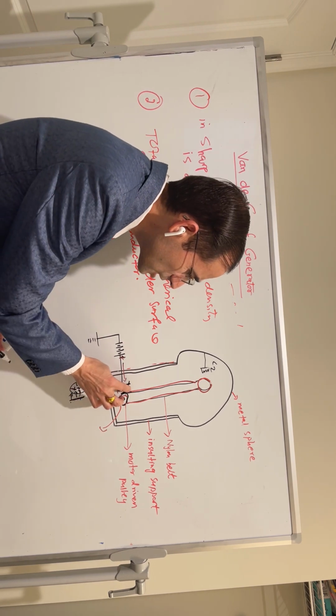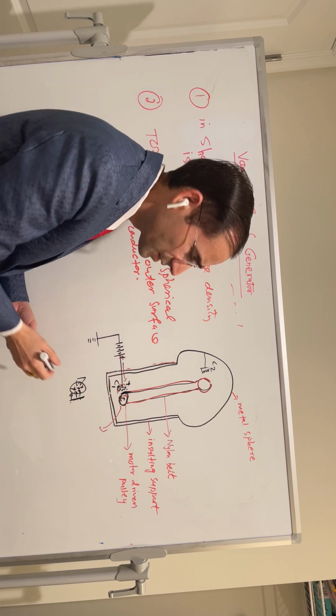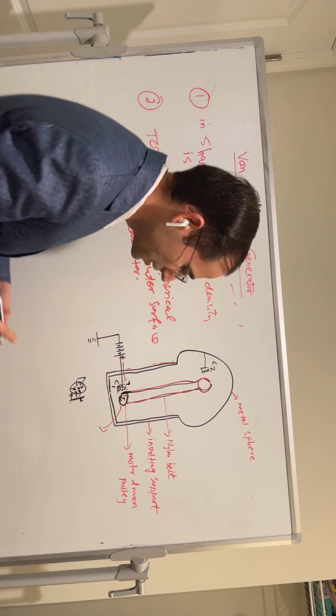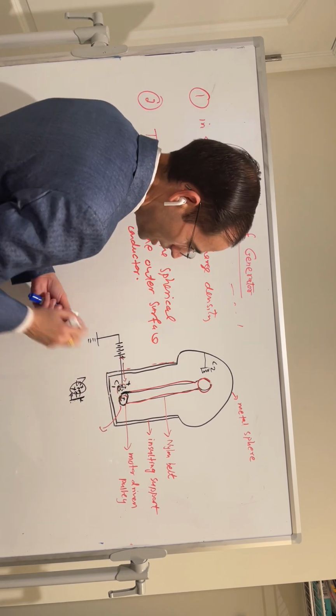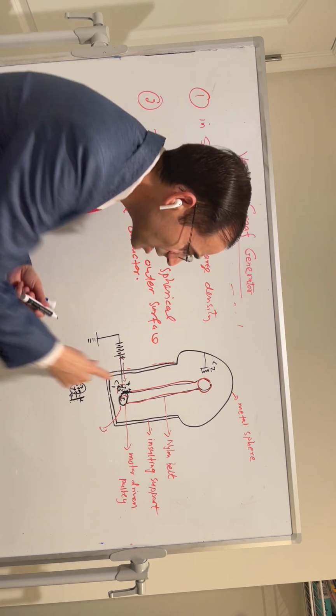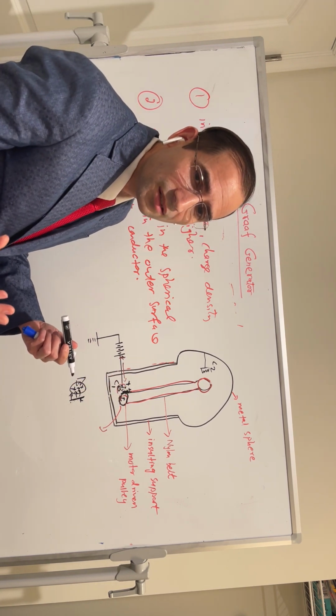And then this part of the belt, electrons are removed from here. Then it becomes positive charge. This part becomes positive. You can see here. So here the positive charges are accumulating. It's like these positive charges are shifted here.